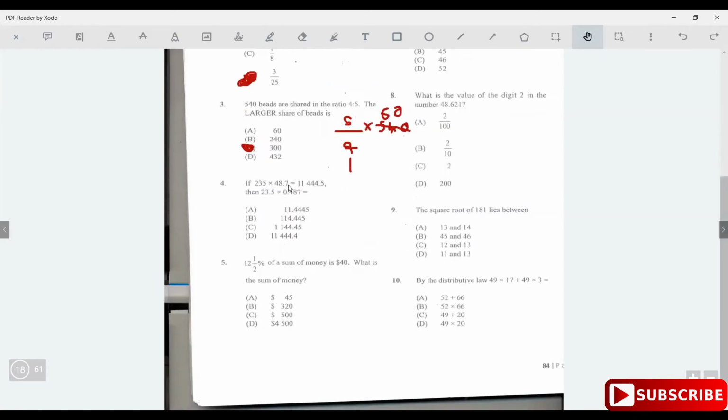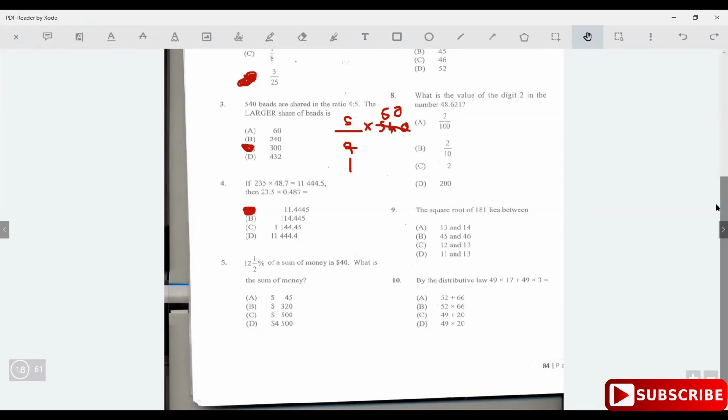Question 4. 235 times 48.7 is 11,444.5. What is 23.5 times 0.487? Well, when multiplying, you need to notice that there is 1 decimal place and 3 decimal places; you add them, you get 4 decimal places. Which answer has 4 decimal places? Only option A. Easy question.